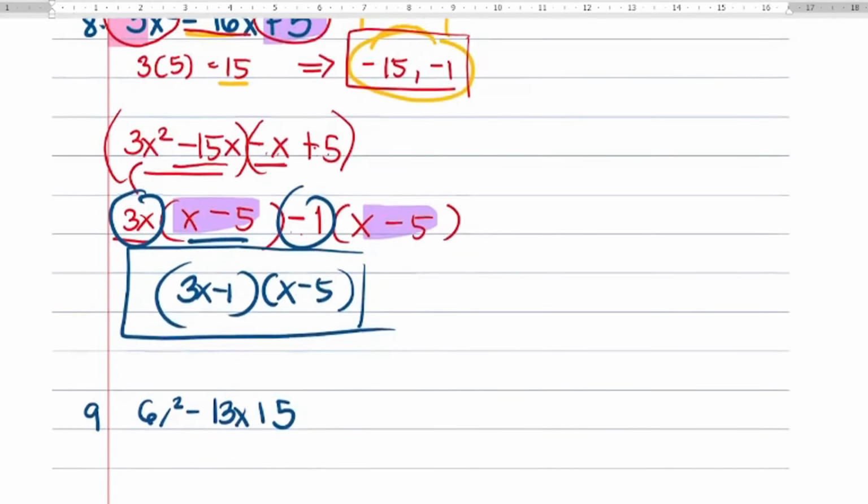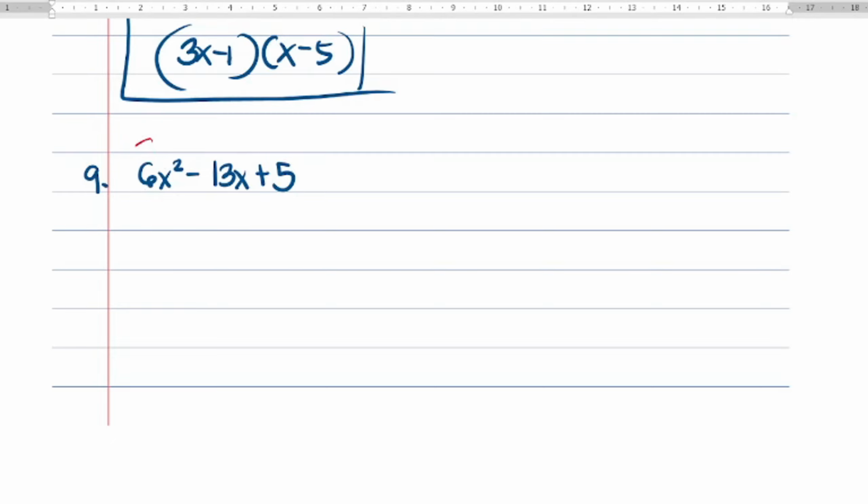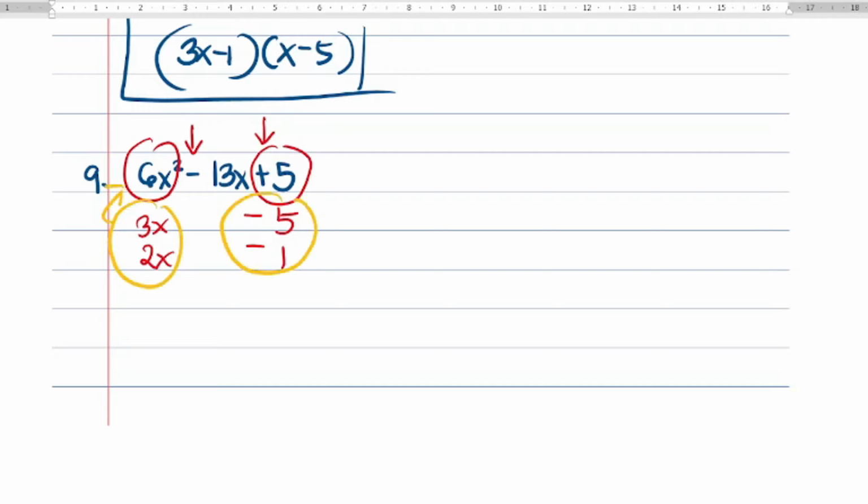Okay? Next. Number 9. So, let's do the cross method here. We break this down into 3x and 2x. Since the last term is positive, meaning the signs are the same, and since the middle is negative, we use both negative. So, let's have negative 5 and 1. 3x times 2x equals the first term. Negative 5 times negative 1 equals the last term. Let's recheck the middle term. So, that's negative 3x, and this is negative 10x. If we add them, negative 13x. So, it's the same. So this is the middle term. So, meaning, this is already our answer.